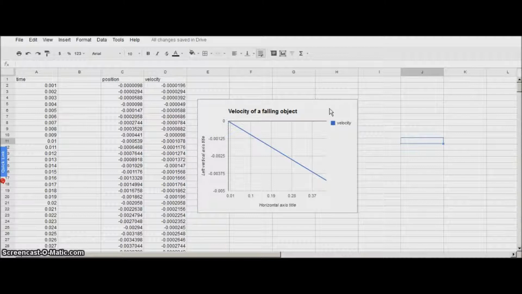Looking at the velocity-time graph, we can see that the velocity is increasing with time, and there is no terminal velocity observed. The reason for this is that the drag of the capsule is so little that it doesn't have any effect on the motion of the object.